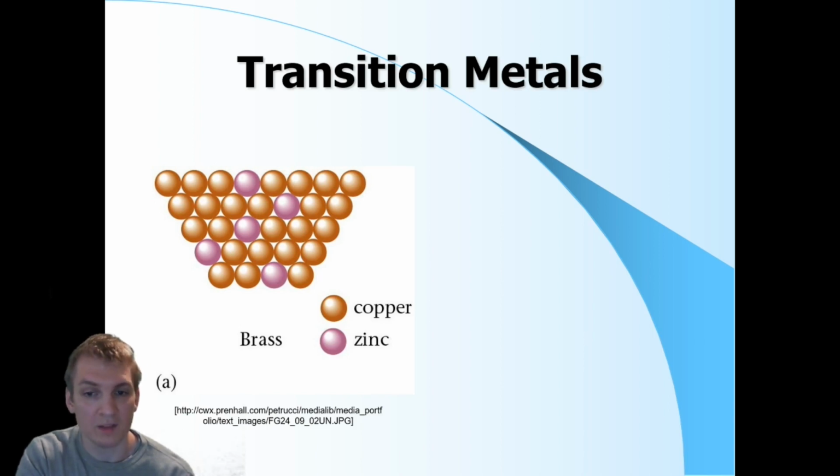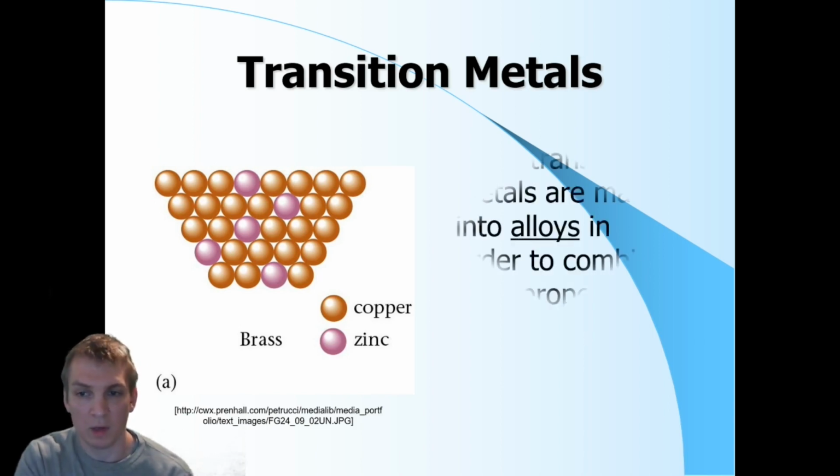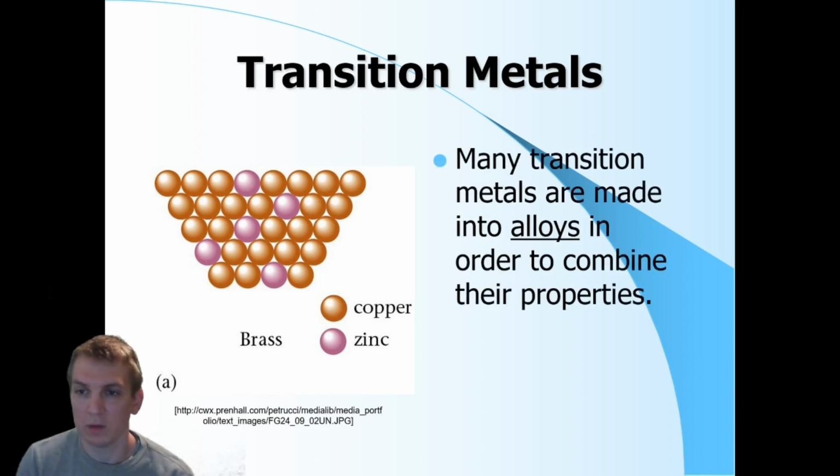And so when we mix these two metals together, I think I mentioned the term, it's called an alloy. So many transition metals are made into alloys in order to combine their properties. So copper and zinc, great example of an alloy.